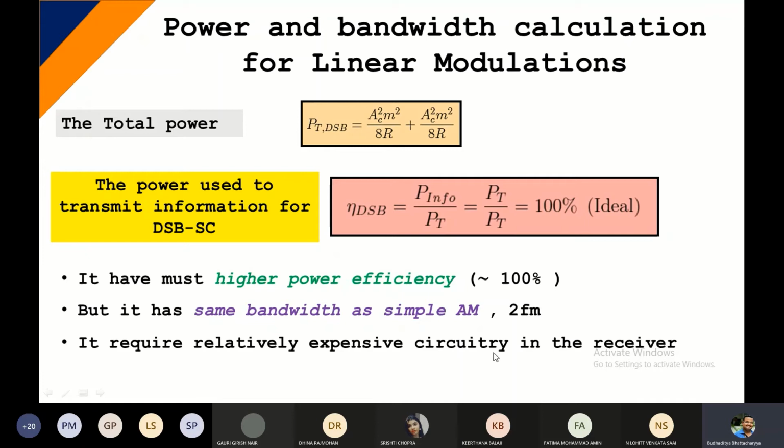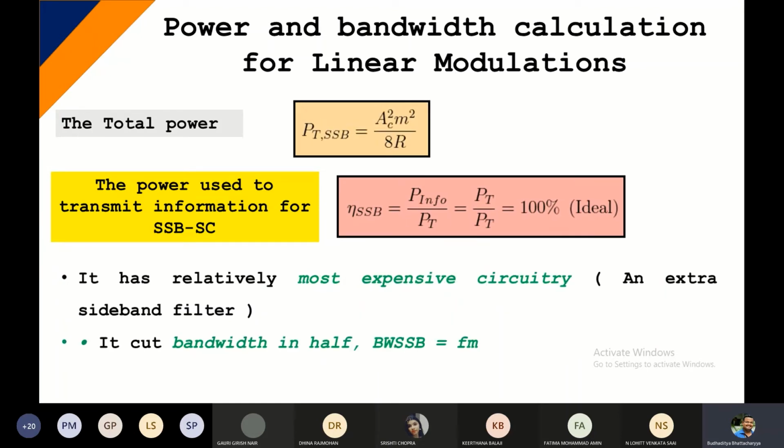It requires relatively expensive circuitry in the receiver, because for the detection process, if you remember, we used the phase discriminator method or the sequential generation using a product modulator, and we observed the problem that happens with the phase error as well as the frequency error. So those things will happen, so we have to add additional circuitry to eliminate those errors. And finally, we come to SSB, the one that we discussed already. This is only either USB or LSB that we are transmitting. In the same way, the efficiency can be 100%.